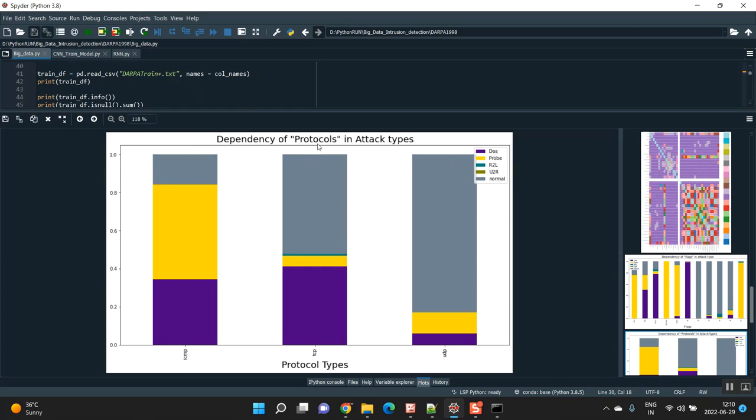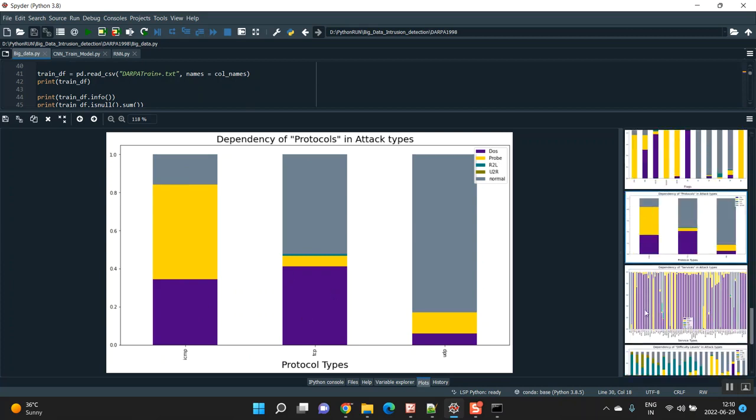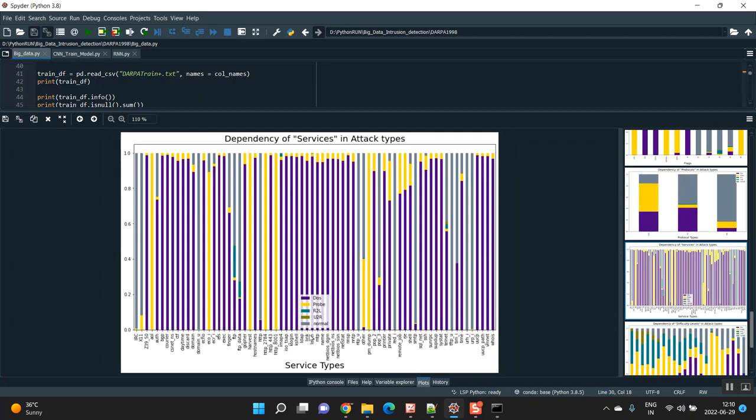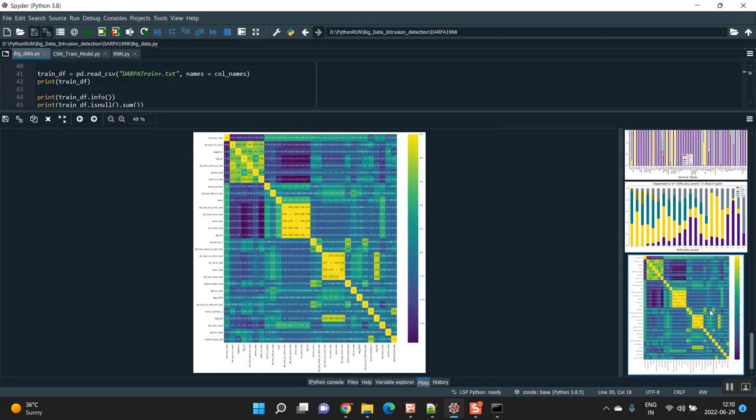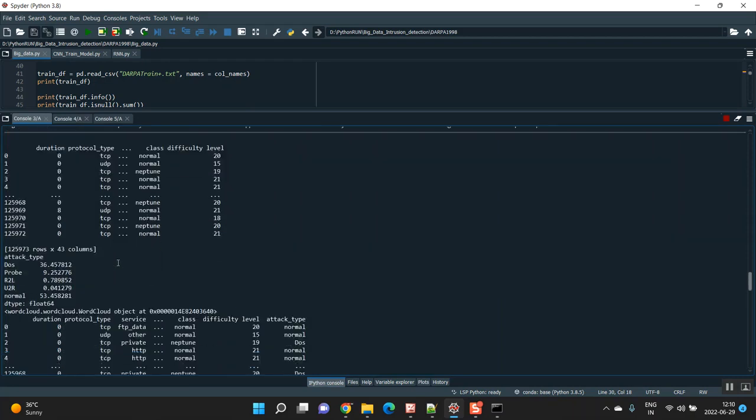We are using the protocols ICMP, TCP, and UDP. Based on these protocols, we are segregating how many DOS attacks, probe attacks, R2L, U2R, and normal there are. On the same basis, here also is the service type. These are all the service types available in the data set. Based on that, we show DOS, probe, R2L, U2R, and normal percentages. So we are calculating the complete flow that you had informed me.